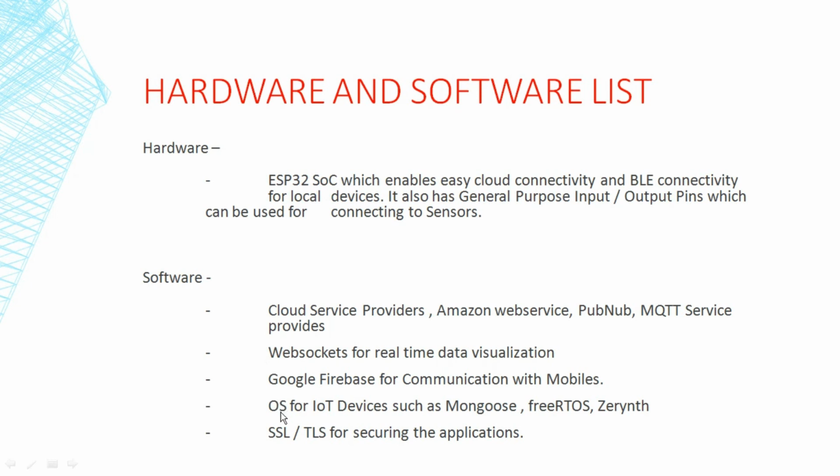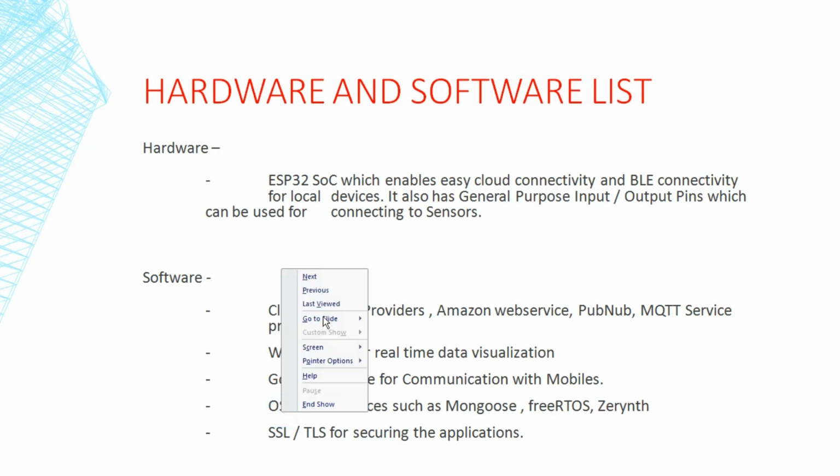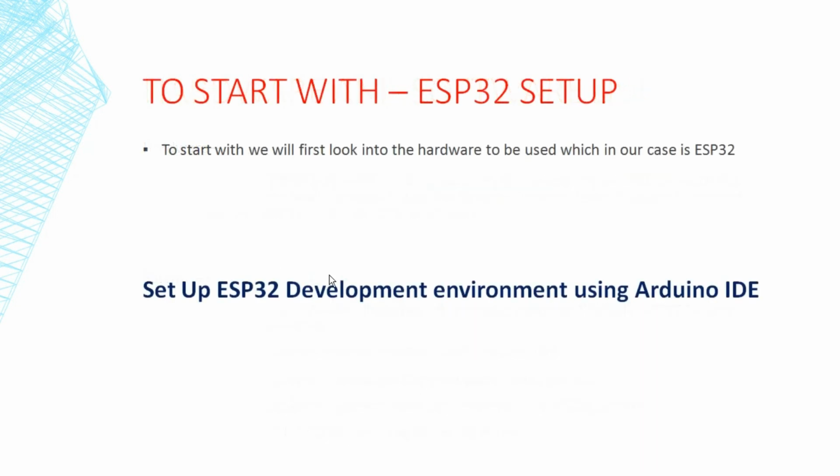Then security is one of the most important aspects. We are going to look into that also in the later series. So for now, let's start with the setup for the ESP32 development environment. The ESP32 development environment is going to use the Arduino IDE, which is very popular. In this series, we are going to first install the Arduino IDE, and then on top of that we are going to install the plugin for ESP32 development.